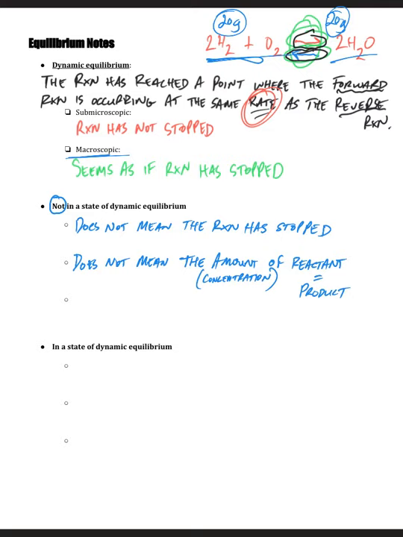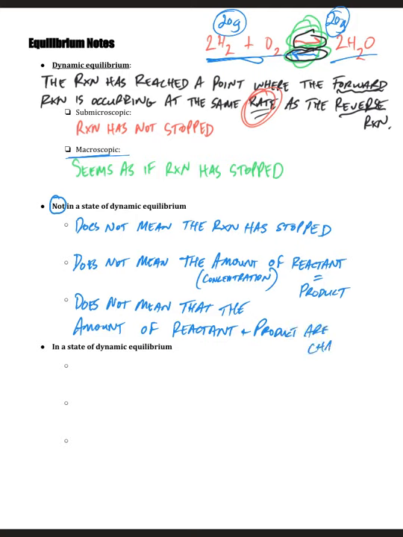And last misconception is dynamic equilibrium does not mean that the amount or concentration of reactant and product are changing. A lot of people see the word dynamic and think, okay, this must be changing, and that's not what it means. It does not mean that the amount of reactant and product are changing, and that's because it's occurring at the same rate, both in the forward and reverse direction.